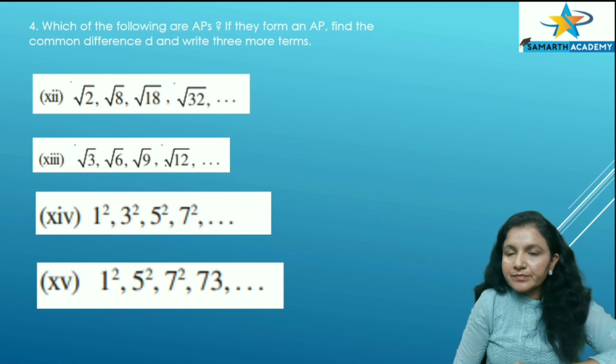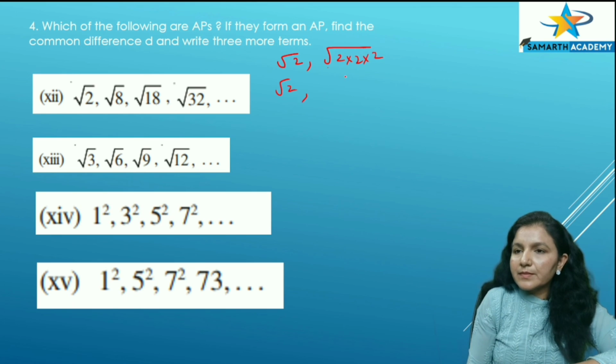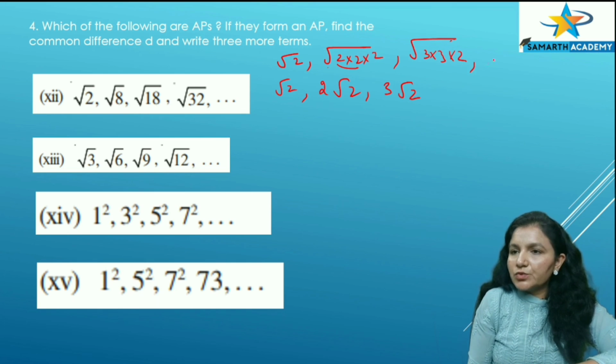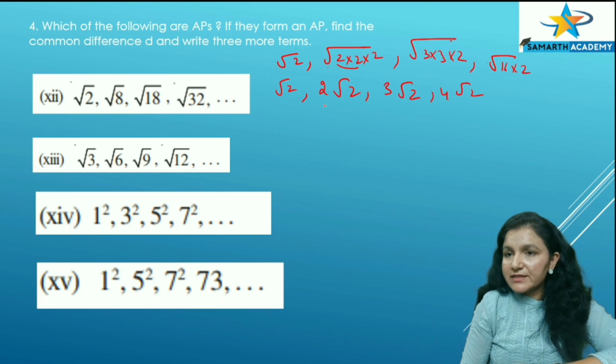Okay, so question 12. We need to simplify a bit before answering this question. So, root 2, root 8 can be written as root of 2 into 2 into 2, which is nothing but, these two come out, 2 root 2. Okay, so the root 18 is what? 3 into 3 into 2, which is nothing but 3 root 2. Root 32 is root 16 into 2, which is 4 root 2. When I simplify, it becomes easier to understand.